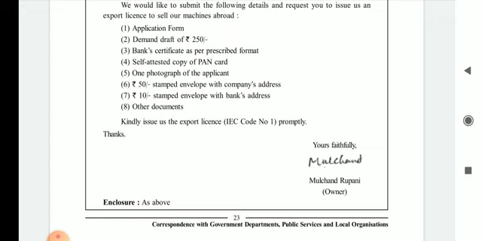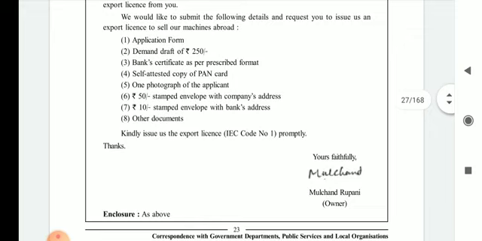First of all, application form is necessary. Next one is the demand draft of rupees 250. If you want to get this type of license, at that time you have to pay some fees for the same. Bank certificate as per the prescribed format. Bank certificate means the department wants the details of the applicant from the particular bank, that this type of information from the bank is quite suitable for the concern of the business.